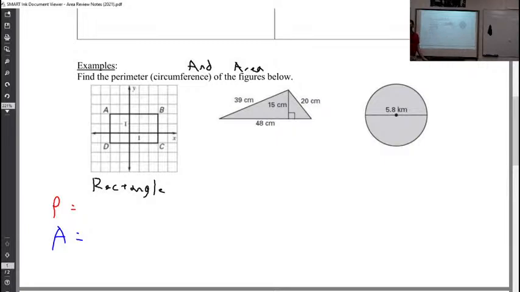Perimeter adds up all the sides, so let's count out all the side lengths here. I got 1, 2, 3, 4, 5 as this base, and that means this base up here is also going to be 1, 2, 3, 4, 5. And then my other two sides are both 1, 2, 3, and this one's also 1, 2, 3. So to get perimeter, I just need to add all those up. I've got 3 and 5, and then another 3, and then another 5, which is going to be 16. There's my perimeter.